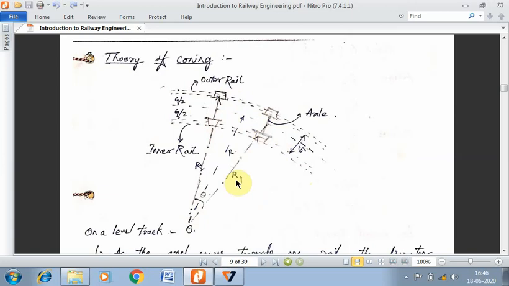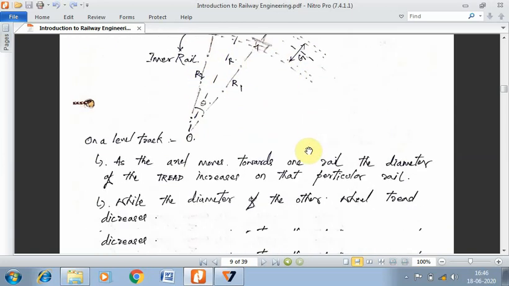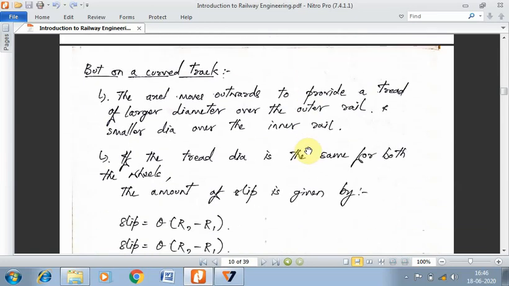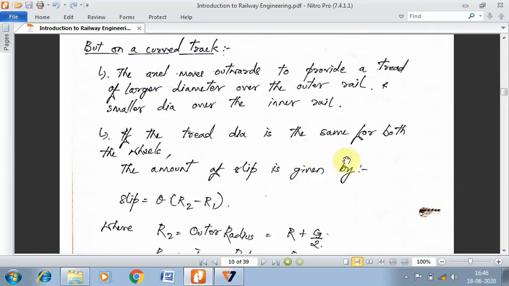So if we have R1, R2, R, G by 2, G by 2 and G, then on a curved section, when the axle moves outwards towards the outer rail as shown in the diagram, the diameter of the tread on the outer wheel will be more than the diameter of the tread along the inner wheel, which is moving along the inner rail, right?